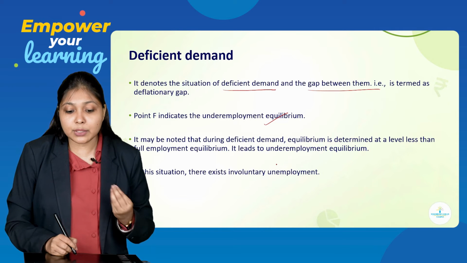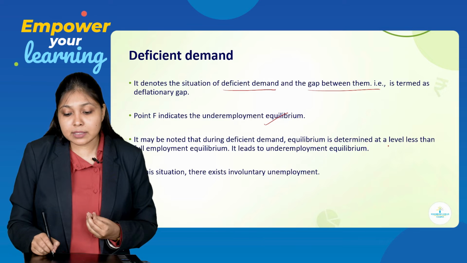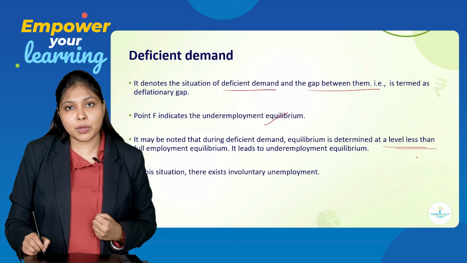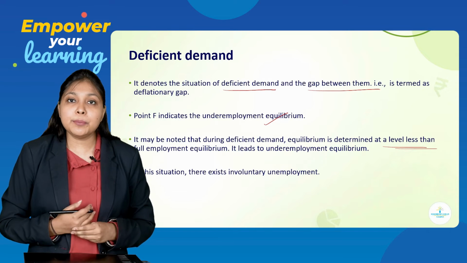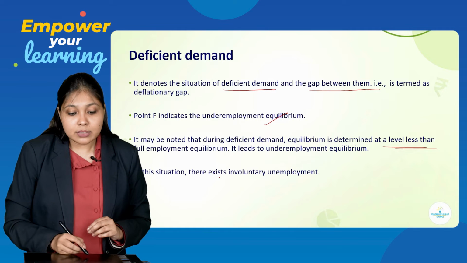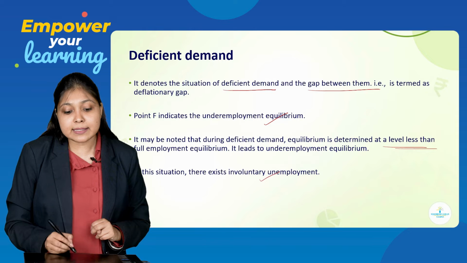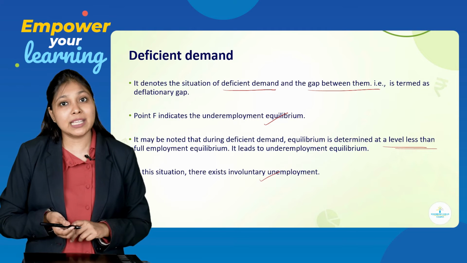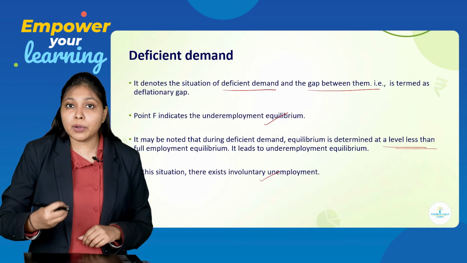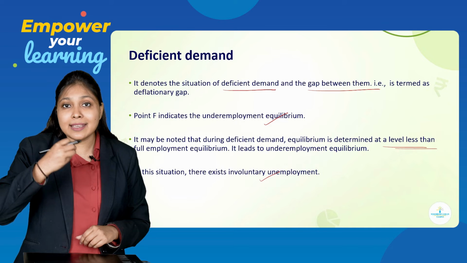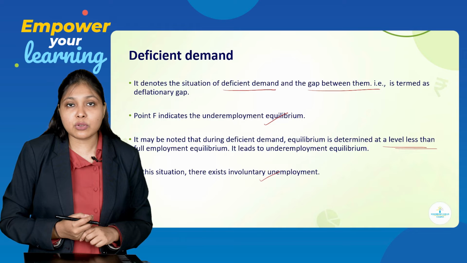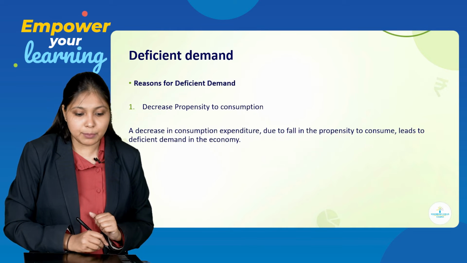It may be noted that during deficient demand, equilibrium is determined at a level less than full employment. It leads to underemployment equilibrium. Underemployment means what? People are not working at full capacity. In this situation, there will exist involuntary unemployment. Involuntary unemployment means all those people who are willing to work, want to work, able to work at the existing wage rate, but still they are not getting a job. That kind of unemployment is called involuntary unemployment.